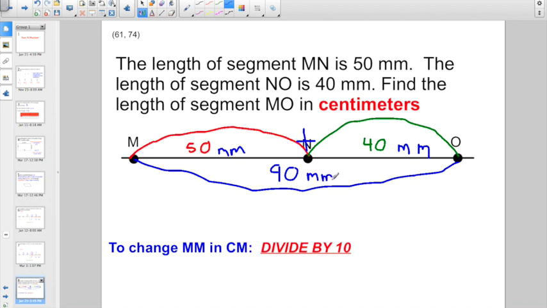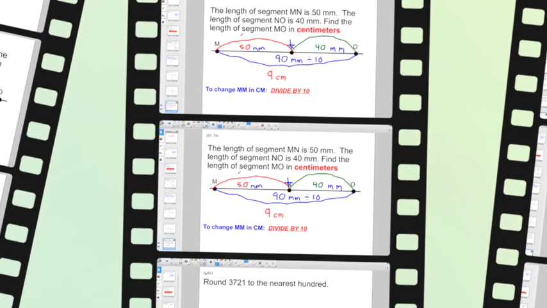I have one more piece of math to do. And down here I gave you the hint, remember, to change millimeters into centimeters? Go and divide by 10. What is 90 divided by 10? Hopefully everybody now knows, hey, that would be 9, right? So it would be 9 centimeters if you're starting off with 90 millimeters.